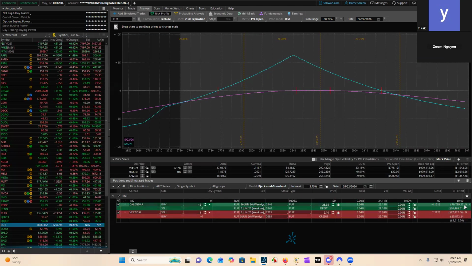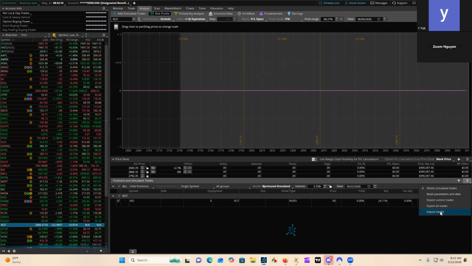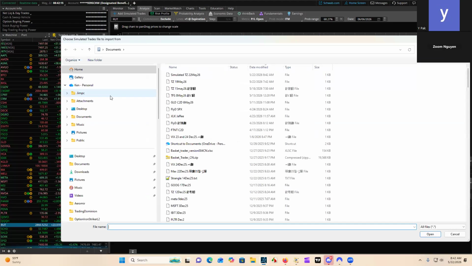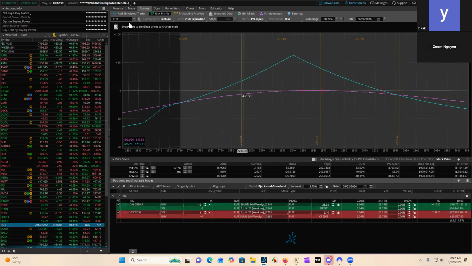And then if you happen to lose it for some reason, you can just import it. And there you go. And make sure you type in RUT here first, so you run the right symbol. And then hopefully we don't have to make an adjustment. This will stay right here and this data will basically lift up and make us a profit of $400, hopefully.